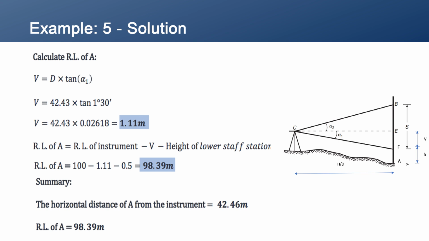You don't need to learn the equation by heart, you just have to frame the equation upon the figure that is given to you. That will be easy for you. RL of the A is equal to 100 minus 1.11 minus 0.5, which is equal to 98.39 meter. The summary of the problem is the horizontal distance of A from the instrument is 42.43 meter and the RL of A is 98.39 meter.